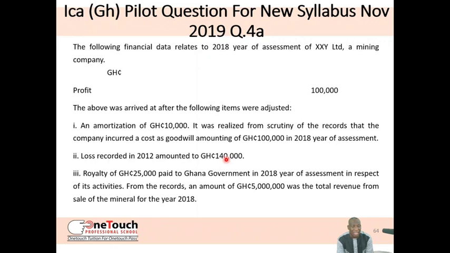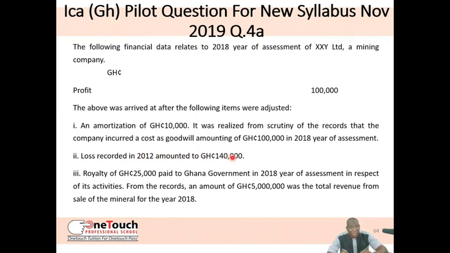Mining companies, because they were also in the priority sector at the time. Now the question is, this loss which was incurred in 2012, we are now in 2018. Can the loss be charged against the profit? But that's what they have done. They say loss recorded in 2012 amounting to 140,000.